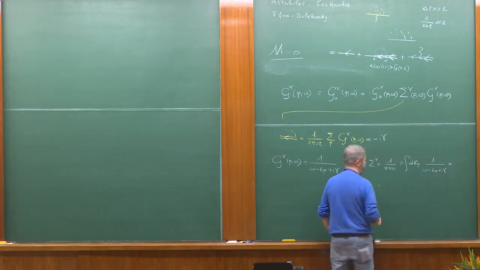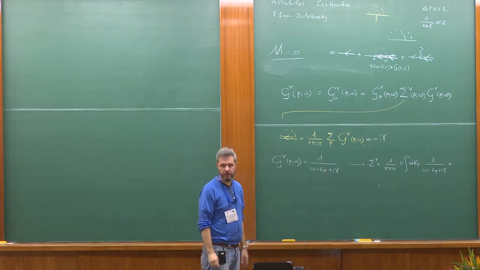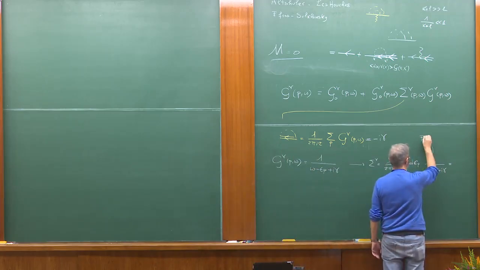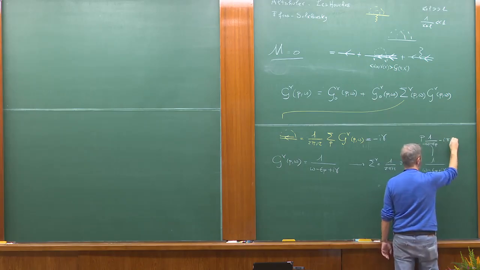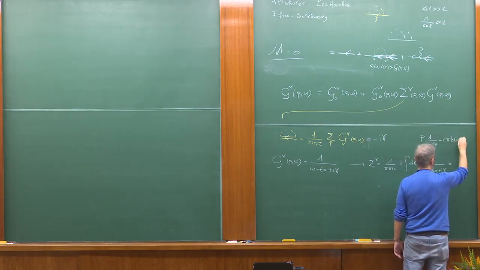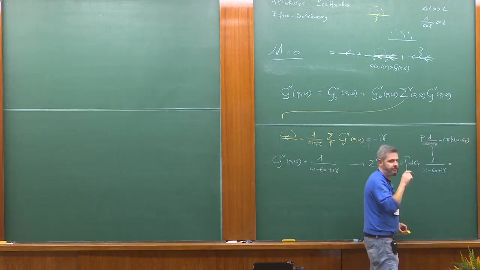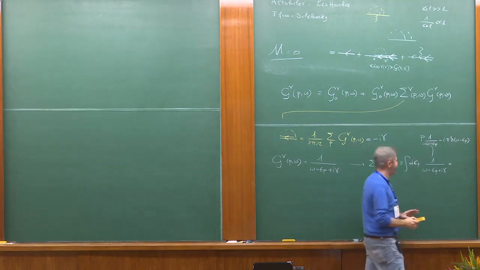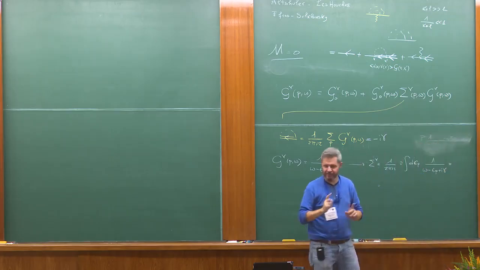And then I look at this and say, well, now I can use the Cauchy formula. The Cauchy formula tells me that this is the principal part of 1 over omega minus epsilon p, minus i pi delta of omega minus epsilon p. No, that's wrong. Okay, this is going to be broadcasted in the entire universe. What I just said is wrong.